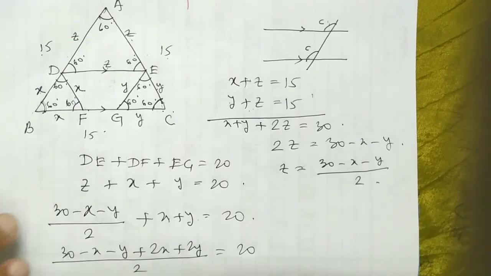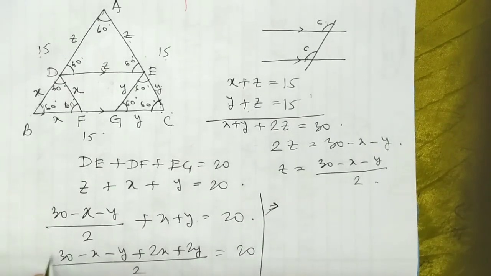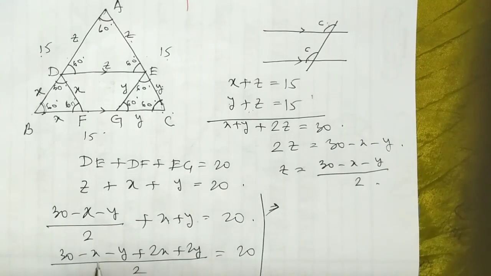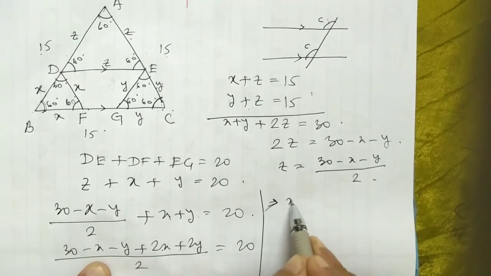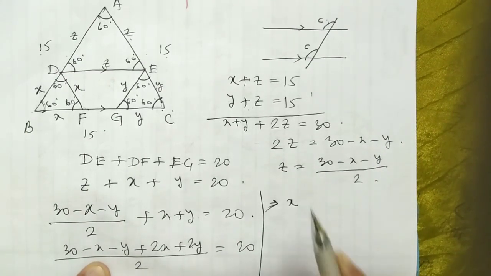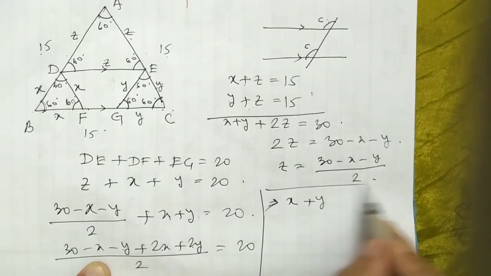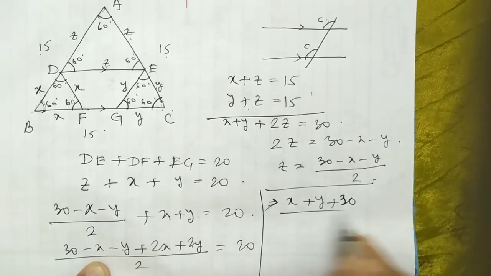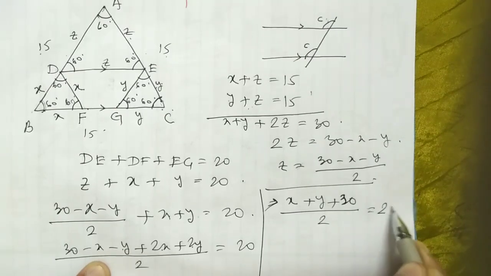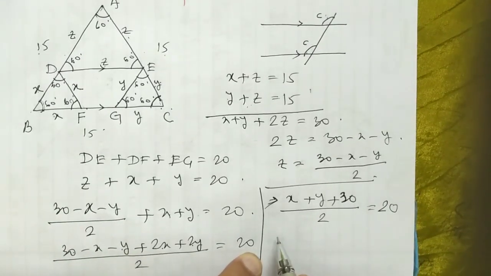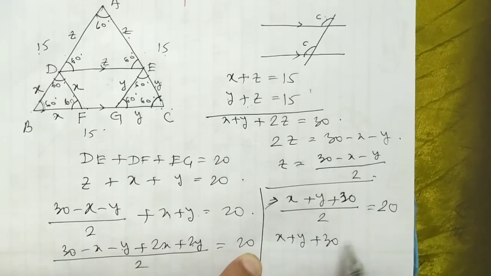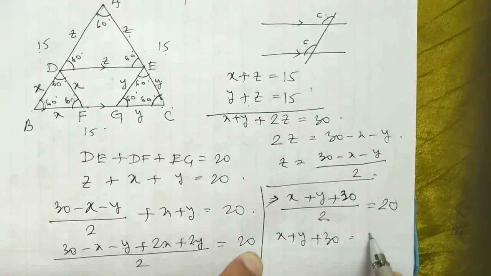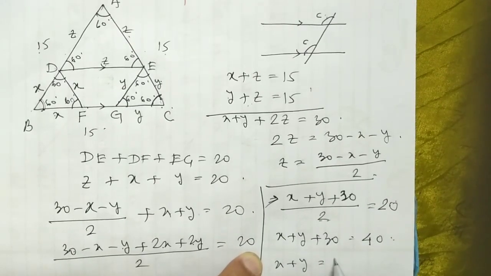Okay. So what are we getting here? Minus x plus 2x, that is x, minus y plus 2y, that is plus y. Then plus 30, by 2, equal to 20. So x plus y plus 30 equal to, cross multiplying, 2 into 20, 40. So x plus y equal to, 30 is going there, 40 minus 30, that is 10. Okay, x plus y is 10.